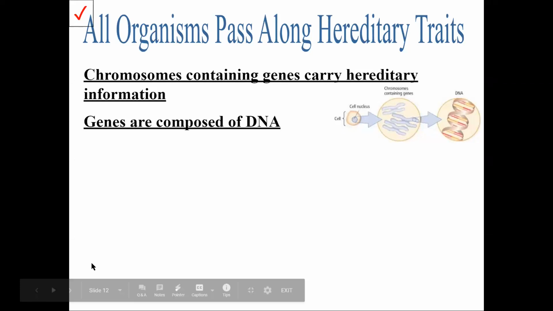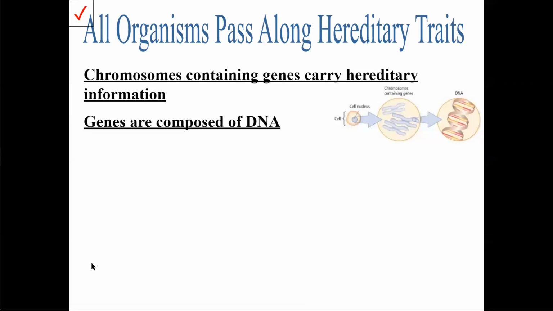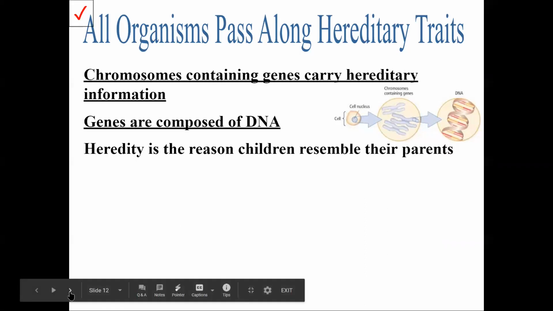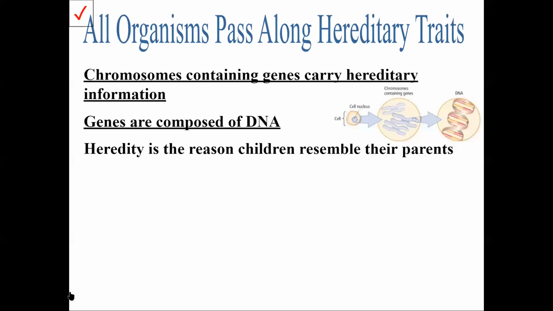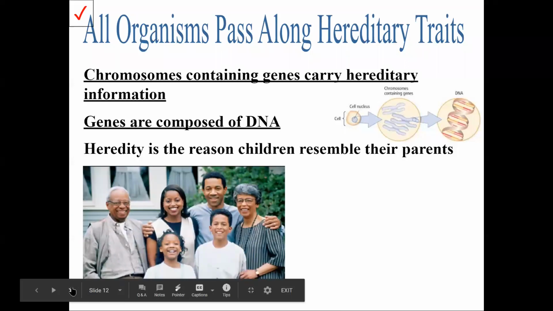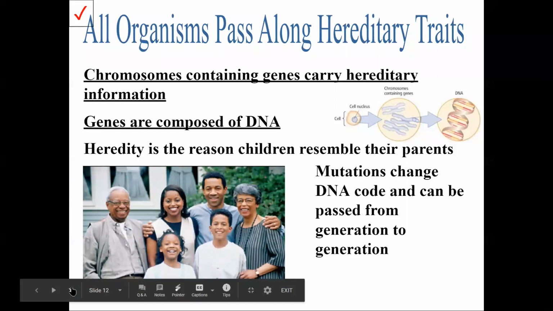Yeah, as I said, genes are composed of DNA, and that DNA is carried in the chromosomes. So heredity is the reason children resemble their parents. As I said, your DNA, or the parent's DNA, is passed on to the offspring. That means the parent's traits are also passed on to the offspring. So that's why families will look very similar because of this principle.